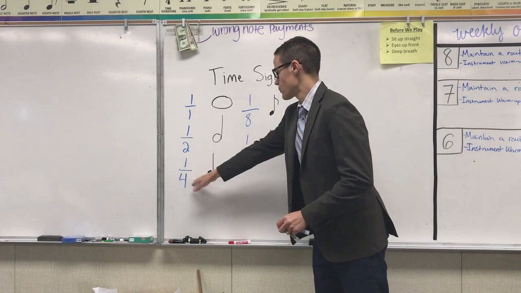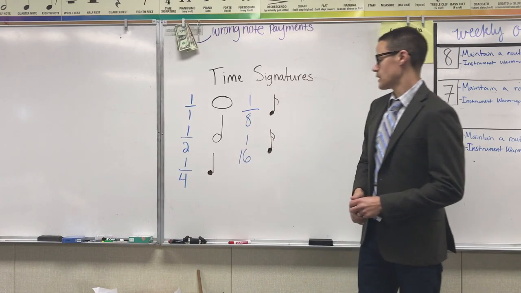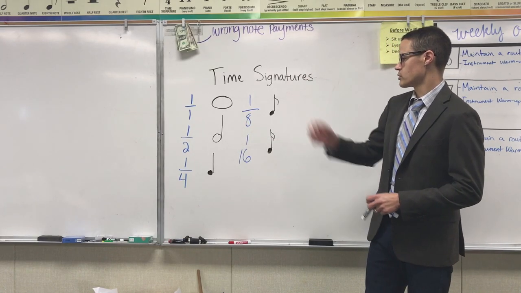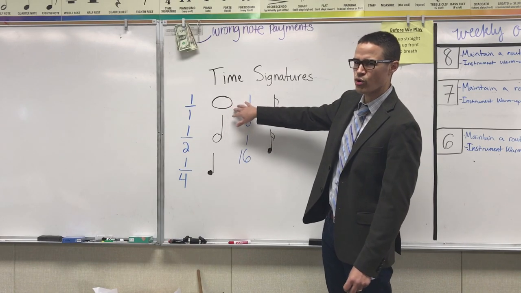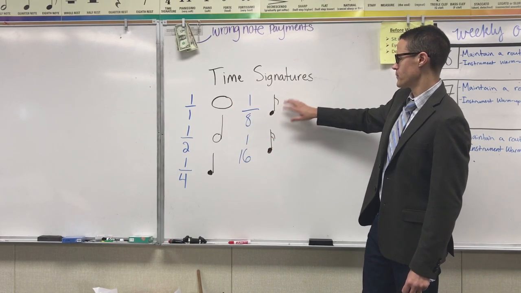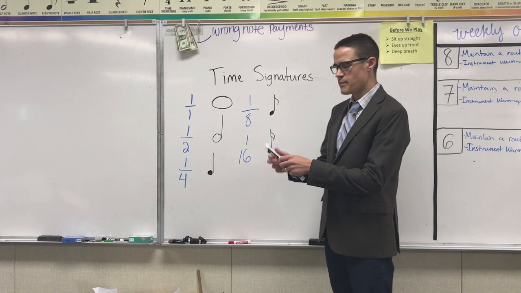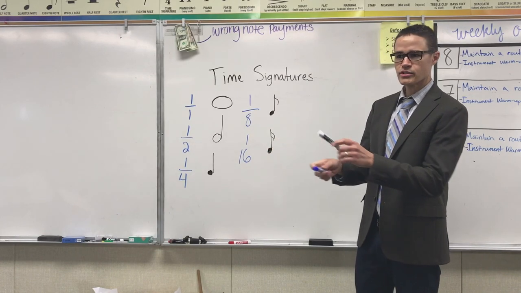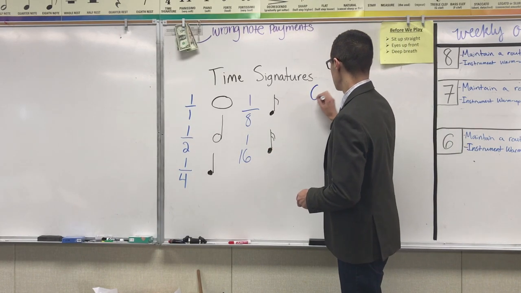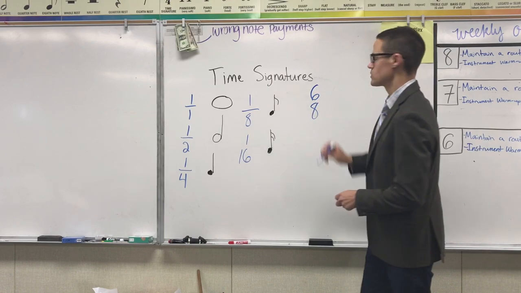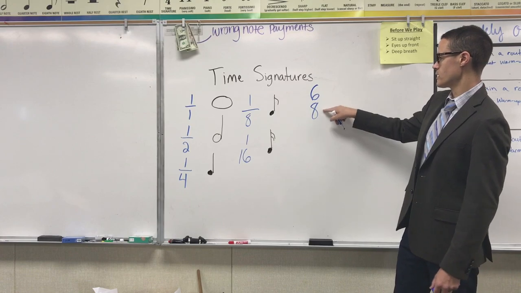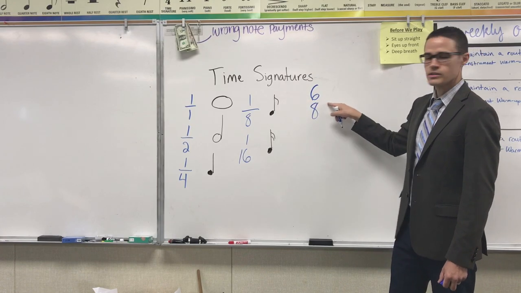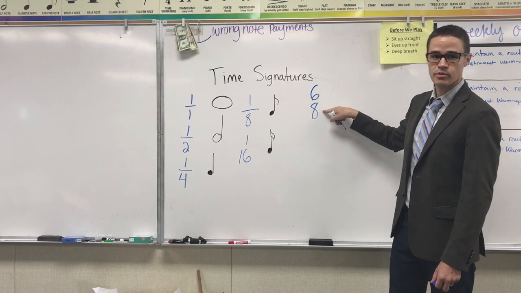So we did 4/4, we did some 2/4, and we did different divisions of half notes and quarter notes. We don't really see whole notes too often. Eighth notes: a common eighth note time signature would be 6/8. So what does that mean? That means how many and of what? 6 eighth notes per measure.